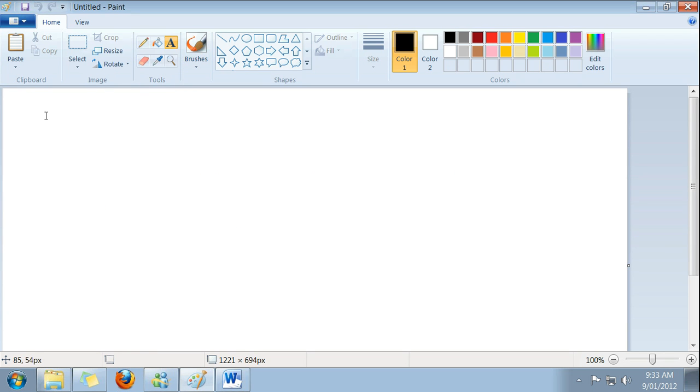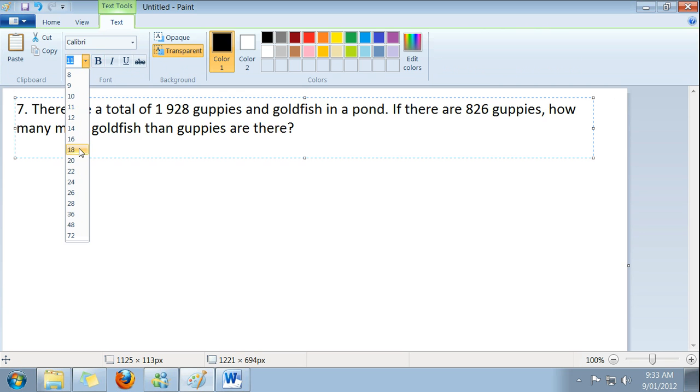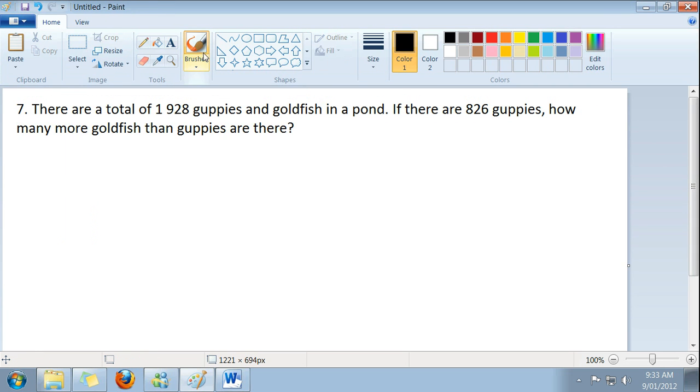Here is your next problem. Number 7. There are a total of 1,928 guppies and goldfish in a pond. If there are 826 guppies, how many more goldfish than guppies are there? Okay, this problem requires more than one step. Think about the problems you've been doing, and you should have a better understanding now of how to do these types of problems.